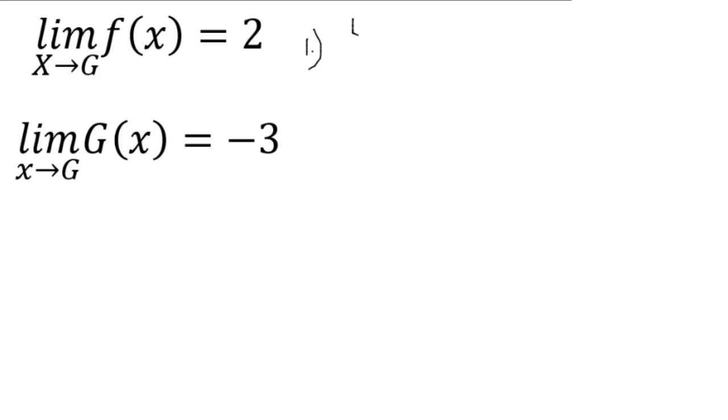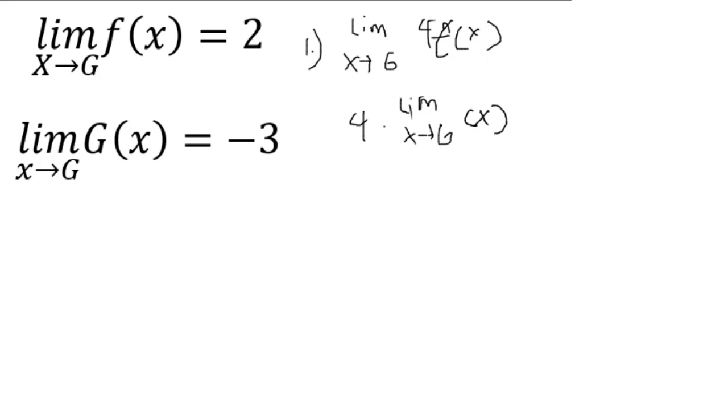So this is the first property of limits. As x approaches g, find the limit of 4 times f of x. In this first property, this is like the constant multiple rule. We just take out the 4 and multiply it by the function. So we have here a function of f of x.